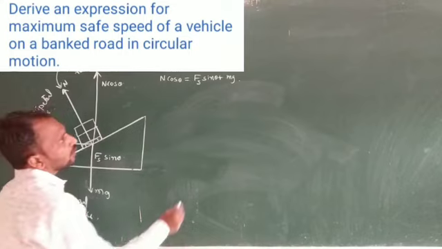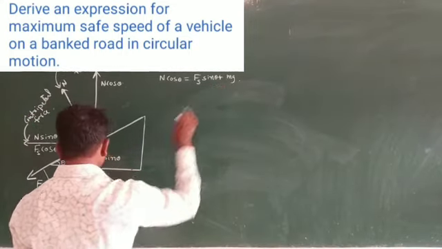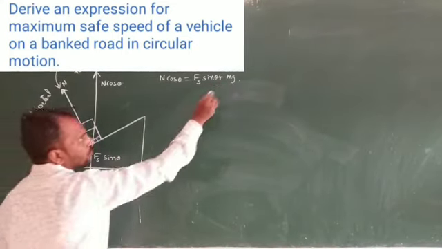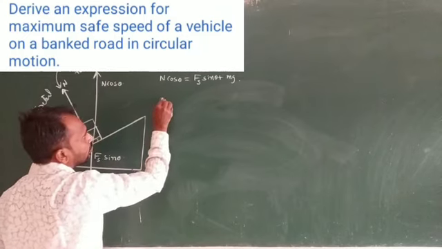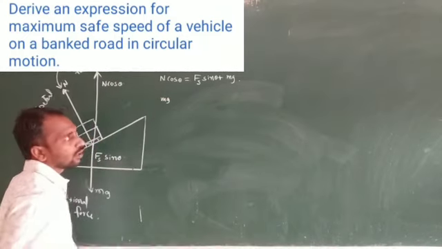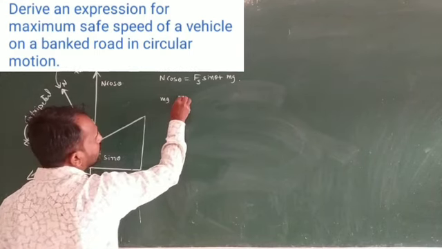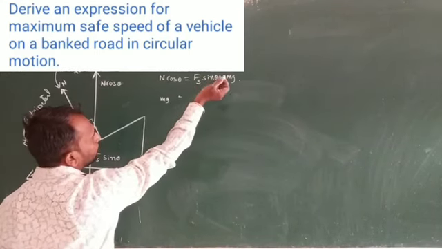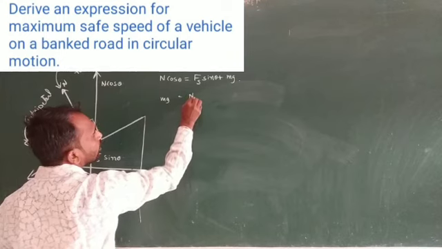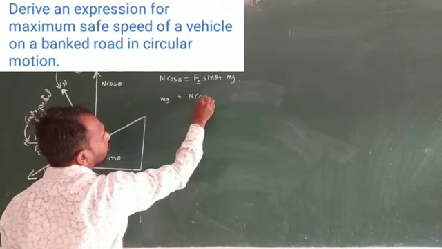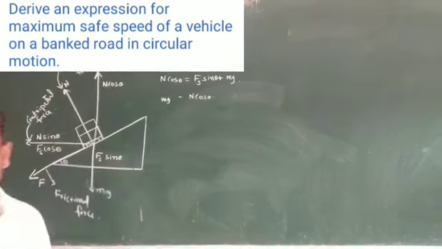Okay, so here we want to calculate the weight of the body. The weight of the body, mg, is equal to n cos theta.